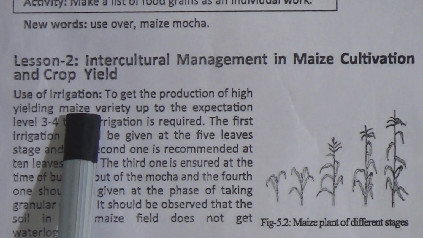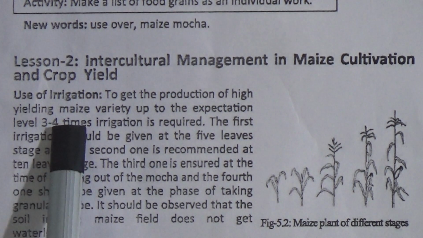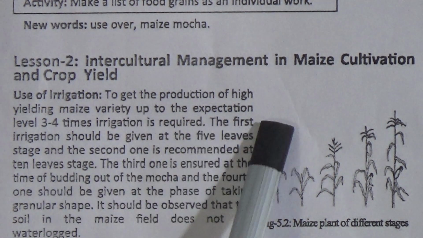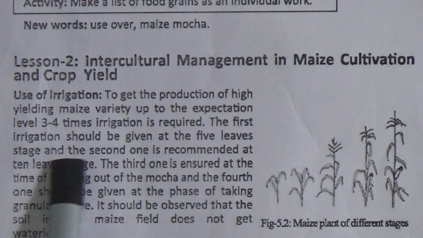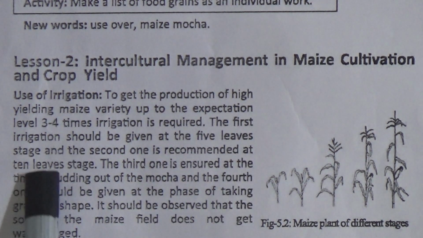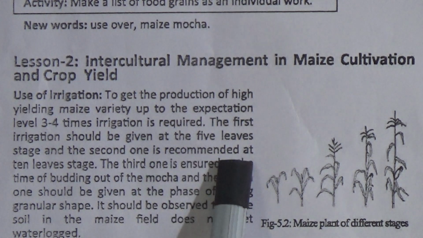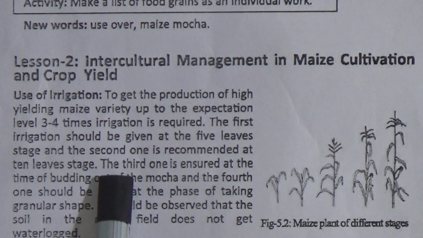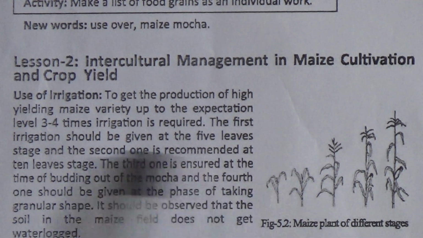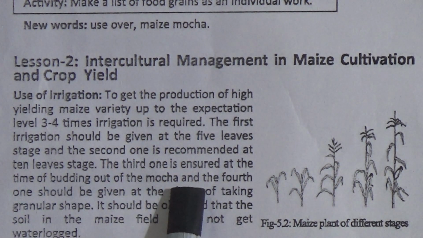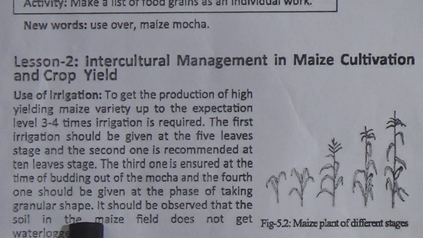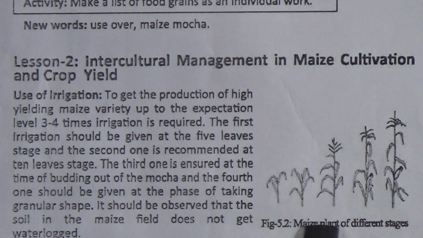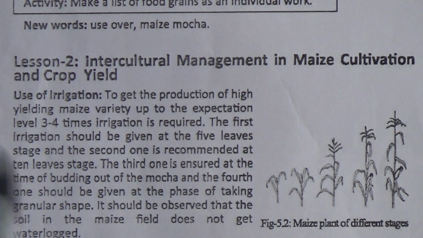Use of irrigation. To get the production of high yielding maize variety up to the expectation level, 3 to 4 times irrigation is required. The first irrigation should be given at the 5 leaves stage and the second one is recommended at 10 leaves stage. The third one is ensured at the time of budding out of the mocha and the fourth one should be given at the phase of taking granular shape.